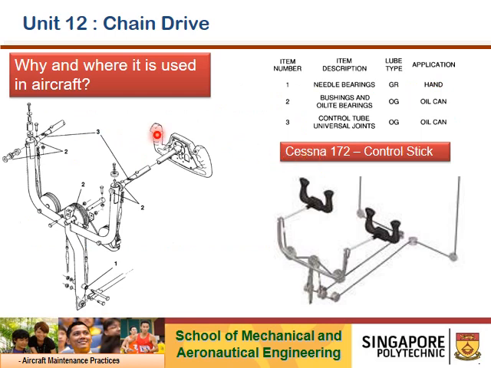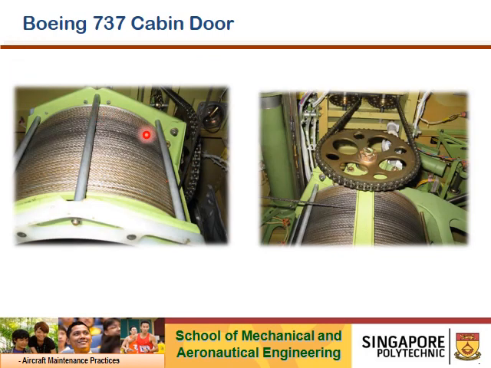So where do we use chain drive systems? It is used on the control column to transmit the command of the control columns to the flight control surfaces. One typical example would be the Cessna 172 control stick, where you have the chain drive attached to the control columns, and whenever the control columns move, the chain drive will transmit the command to the flight control surfaces. Of course, the Boeing 737 utilizes a chain drive to move the cabin door.